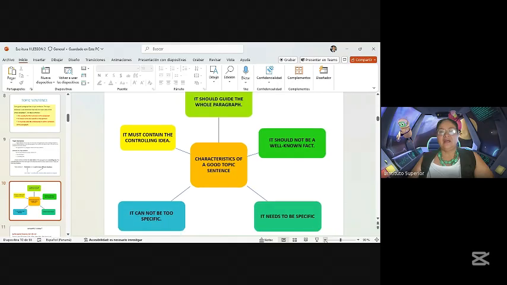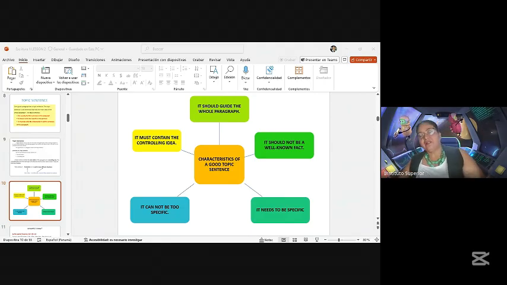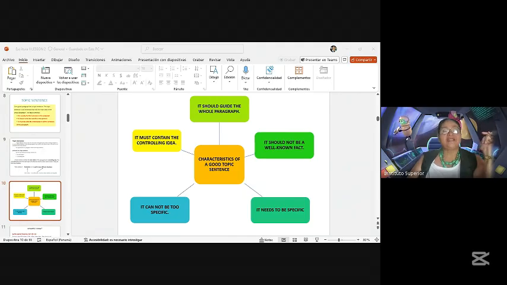Well, here I repeat the same characteristics of a good topic sentence. It should guide the whole paragraph. It shouldn't be a well-known fact, because everybody knows what the topic is. It needs to be specific, but not too specific. Not too general, not too specific. It must contain the controlling idea. Okay, here we have an example.